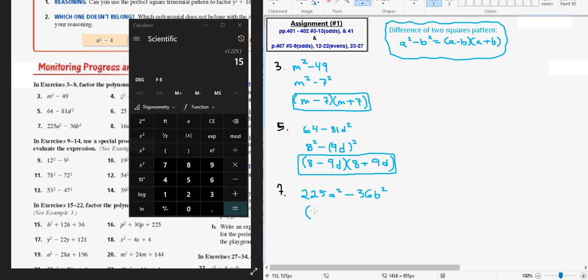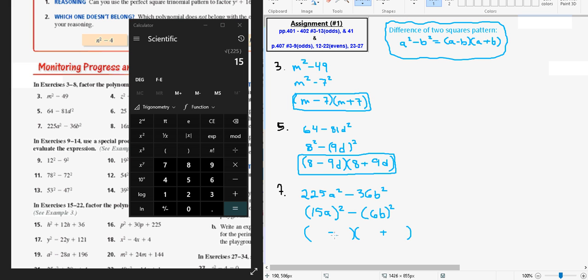So I'm going to write this as the quantity 15a squared, because that'll give me 15 squared, which is 225, times a squared, which is a squared. I've got my subtraction symbol here, and then we've got 36b squared, so the quantity 6b squared would give me 36b squared. So I can write this as a quantity squared minus a quantity squared, and that factors into the first quantity minus the second quantity times the first quantity plus the second quantity.